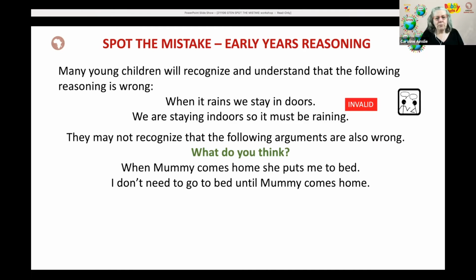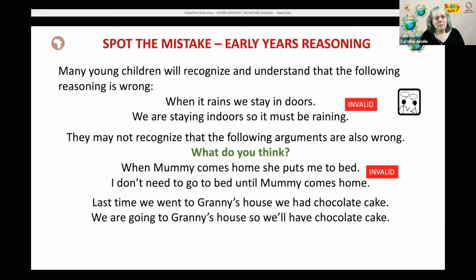When mummy comes home, she puts me to bed. And they will come up with the argument of, I don't need to go to bed because mummy's not home yet, so I can stay up late. My mummy says it's okay for me to stay up until she comes home. And they will have a go at that with the babysitter. And that is most certainly an invalid argument, because mummy might be home late, especially if there's a babysitter.